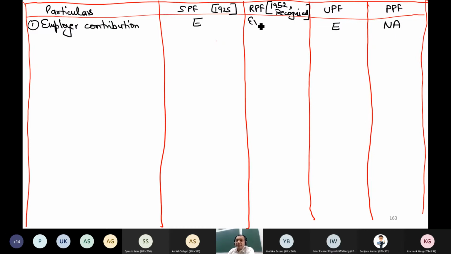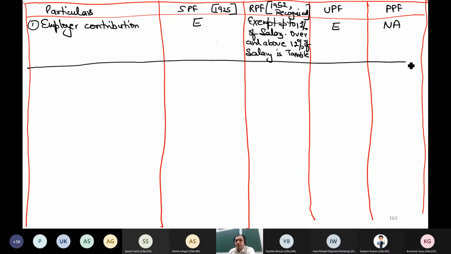If it is my RPF, then it is exempt, but only up to some extent: exempt up to 12% of salary. Over and above 12% of salary is taxable in the hands of the employee. This is the tax treatment of the yearly contribution of the employer. SPF 100% tax free, whatever the contribution. UPF 100% tax free, whatever the contribution. PPF, the employer cannot contribute. In RPF, exempt up to 12% of salary, and over and above 12% of salary is taxable.